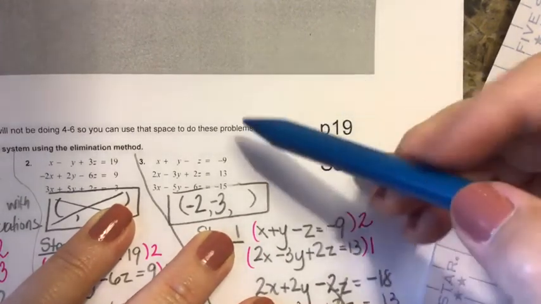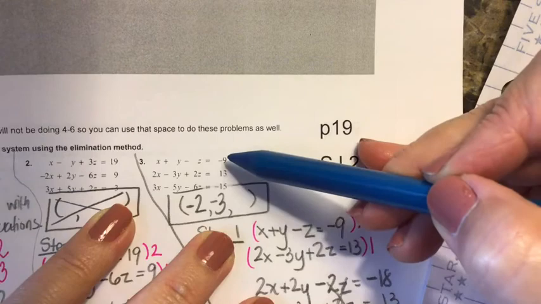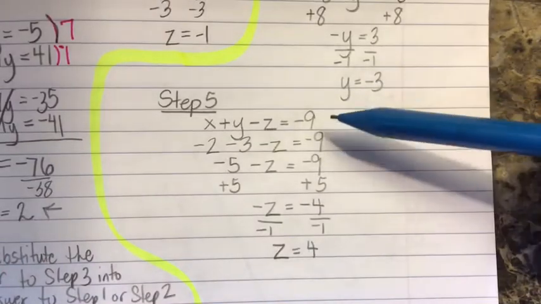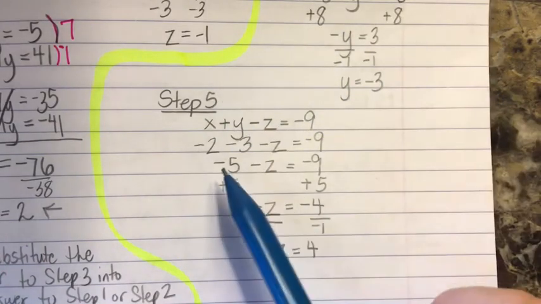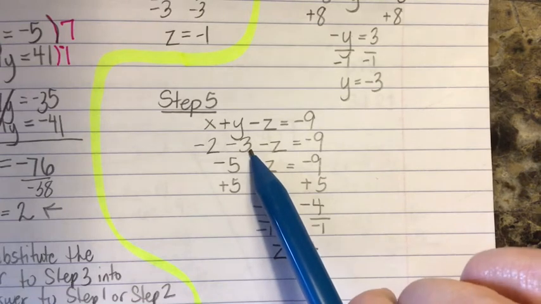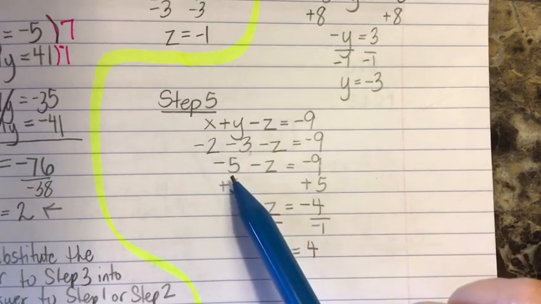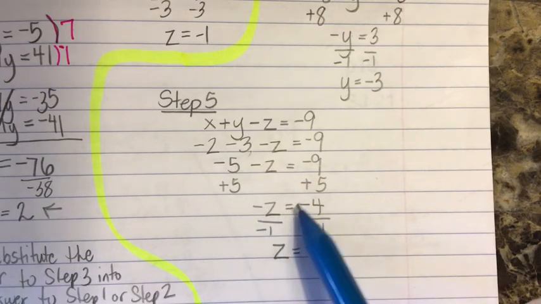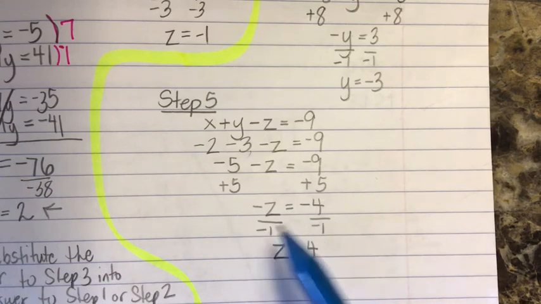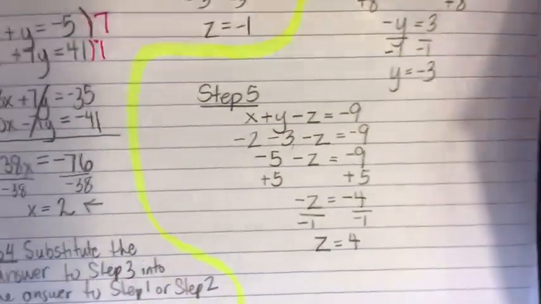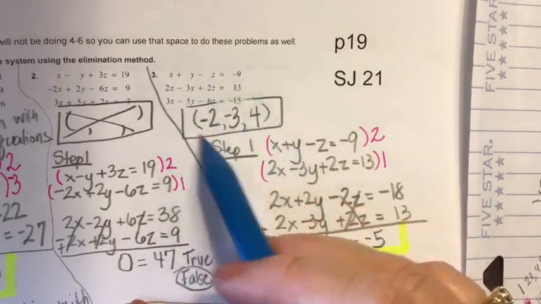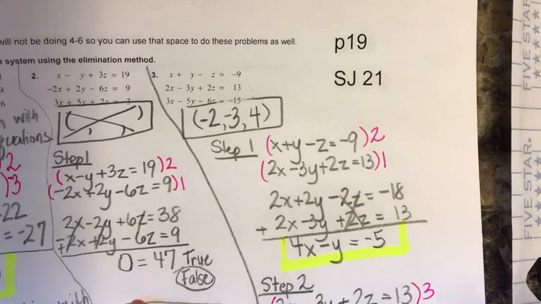For the final step, I'll choose one of the original equations. I think I'll choose the top one, and substitute x and y to find z. Again, I chose the top equation. I substituted -2 in for x, -3 in for y. I combined like terms and got -5. I added 5 to both sides, brought down -z equals -4, divided both sides by -1, z is +4. I placed that +4 over in the correct spot. My solution to this system of 3 equations is -2, -3, 4.